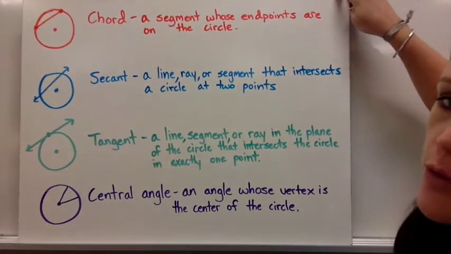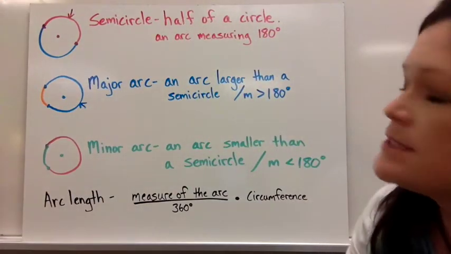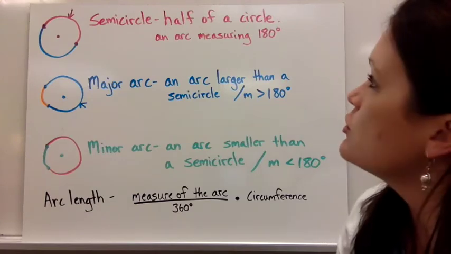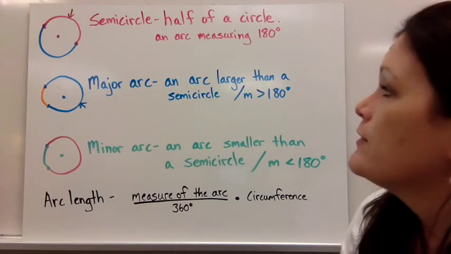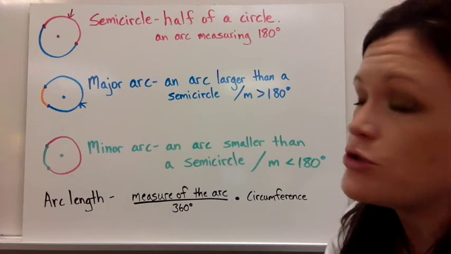Let's look at just a few more words on the next board. We have semicircle, major arc, and minor arc. So a semicircle is half of a circle, and it measures 180 degrees. So if you have an arc that measures 180 degrees, you would say that it's a semicircle.